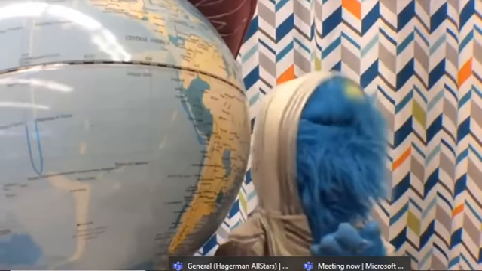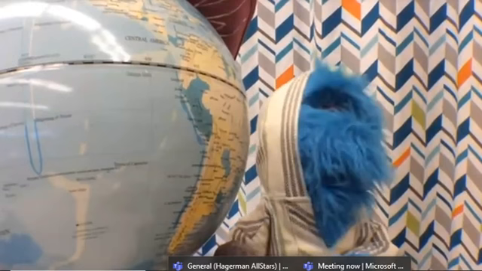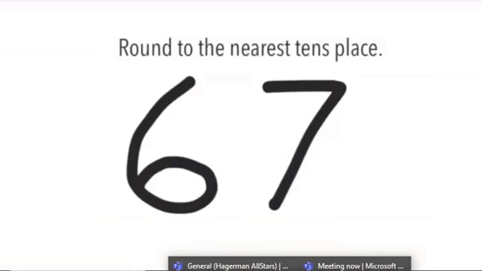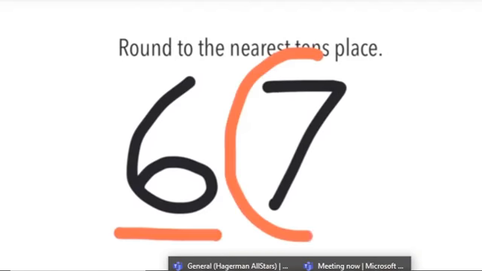Let's continue. But what if the number you circled is closer to 10? Let's try it. Let's repeat the steps. This time, the number is 67. The directions say, round to the nearest tens place. So what do we do? Well, underline the number you're working with. Circle the number next to it.